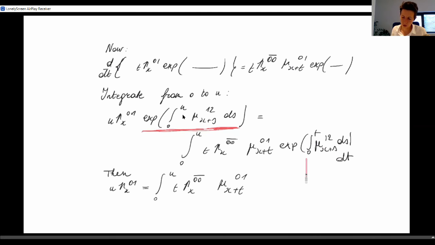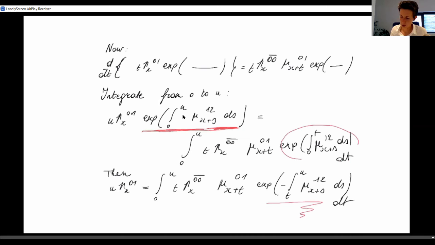And we're going to assume that this u is larger than the t, of course, because we take this integral from 0 to u of something that is changing in t. So if you look at that and work that out, you're left with the exponential minus the integral from t to u of mu x plus s12 ds, and that's the integral over t. So how do I get this last part here? That's by taking this guy divided by this guy, under the assumption that the u is larger than the t.